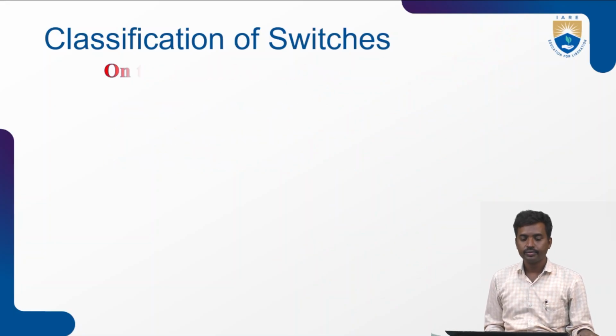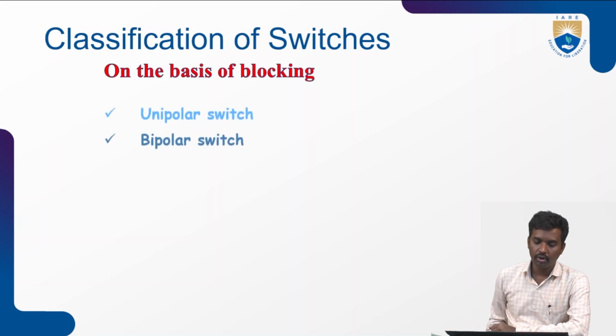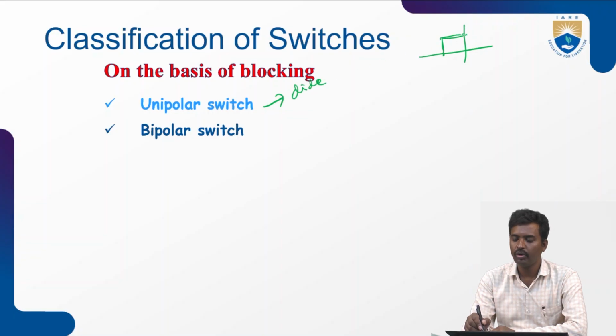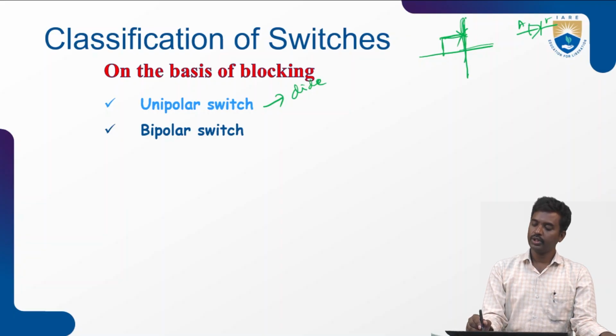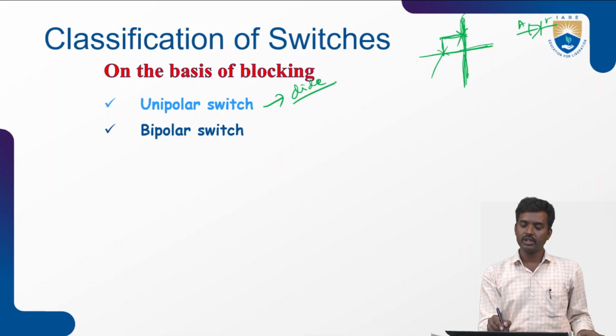Now, based on the blocking: which can block both polarities and which can block only one polarity. The best example for a unipolar switch is the diode, which can block only one polarity. One polarity means it allows current only in one direction, from anode to cathode. It allows only positive current, and it can block reverse voltage. So the best example is a diode.